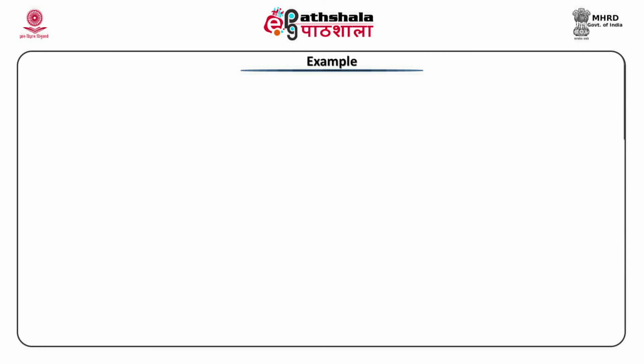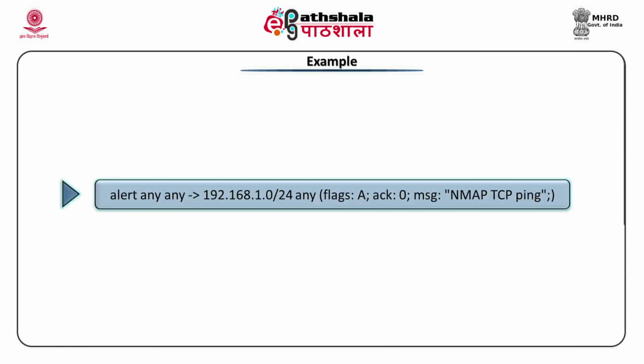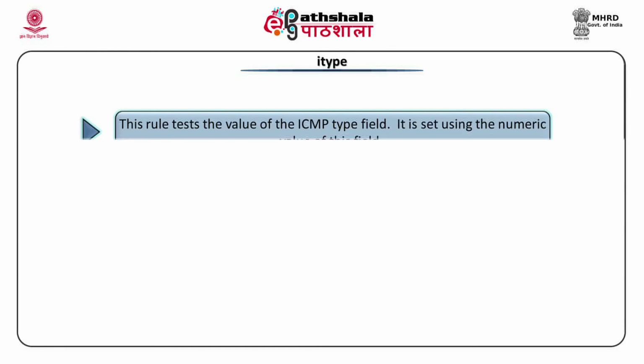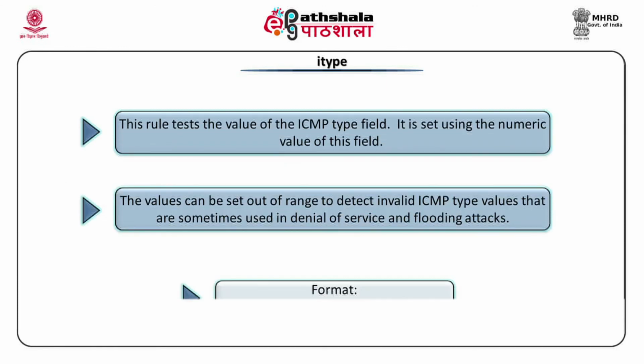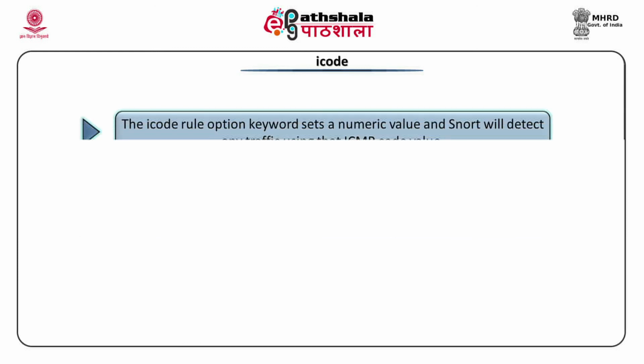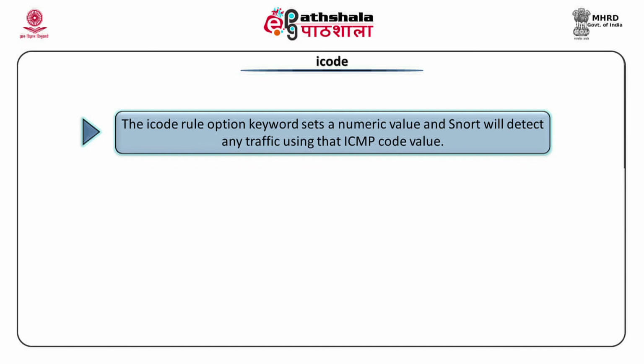Acknowledgement rule option keyword refers to the TCP header's acknowledgement field. If nmap is used for TCP ping, it sets this field to 0 and sends a packet with the TCP ACK flag set to determine if the network host is active. In that case, we can check if the ACK is 0, then it is a TCP ping. So how to write a Snort rule? Alert any, specify the destination IP, destination port, flags set are A, ack is 0, so we need to check if the ACK set is 0, then message is nmap TCP ping.